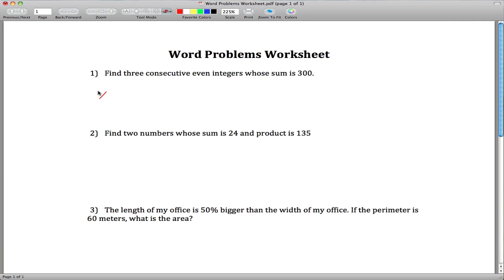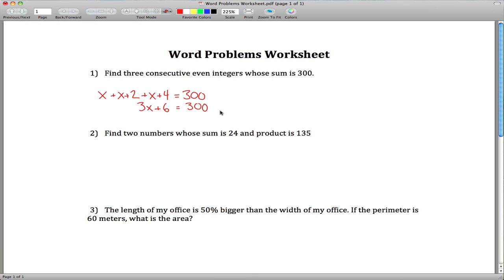So if we let x be the first of these, then the next one is going to be x plus 2. Right? Since it's even, it's got to be 2 bigger than our first one. And the one after that would be x plus 4. And what we want is the sum of these three, x, x plus 2, and x plus 4, to equal 300. So if you combine like terms, we got 3 x's on the left here, plus 6 equals 300.